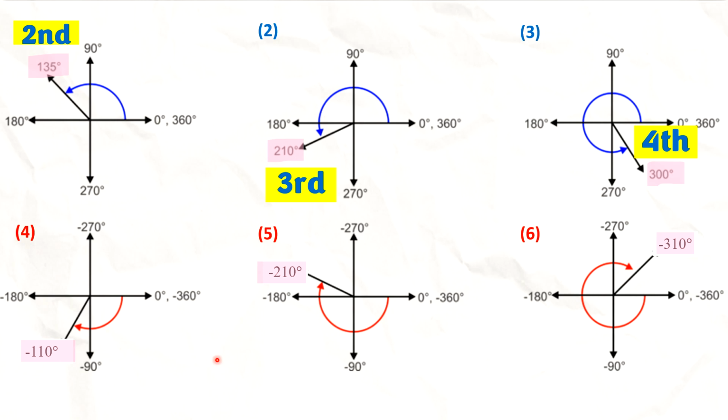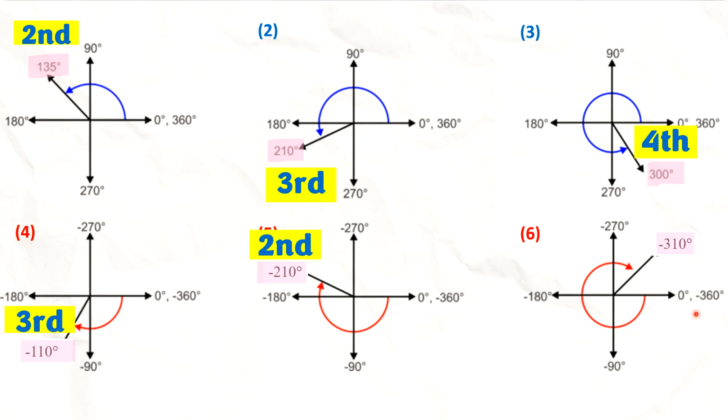Now, how about the negative angles? So we look at example number 4. We have negative 110 degrees. In this case, a negative angle is measured in the clockwise direction. So this angle actually lies in the third quadrant. Similarly, we have negative 210. So we know that this angle will lie in the second quadrant.